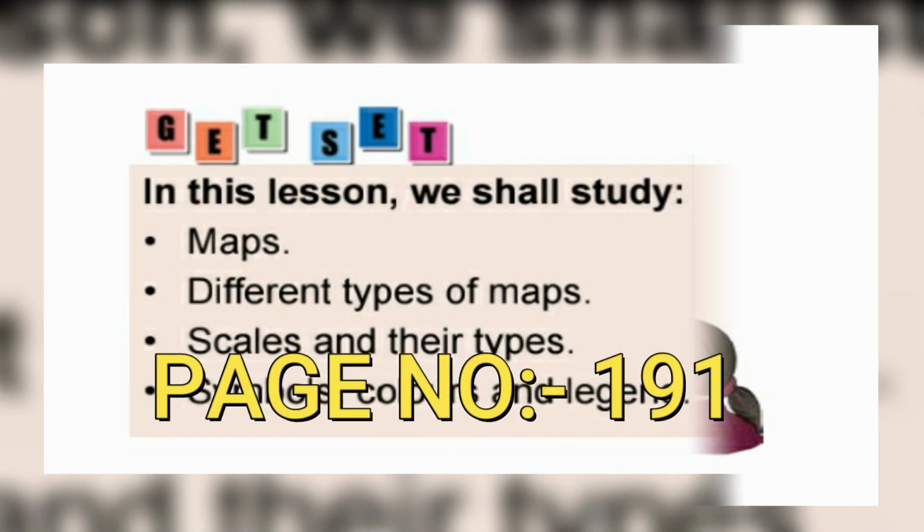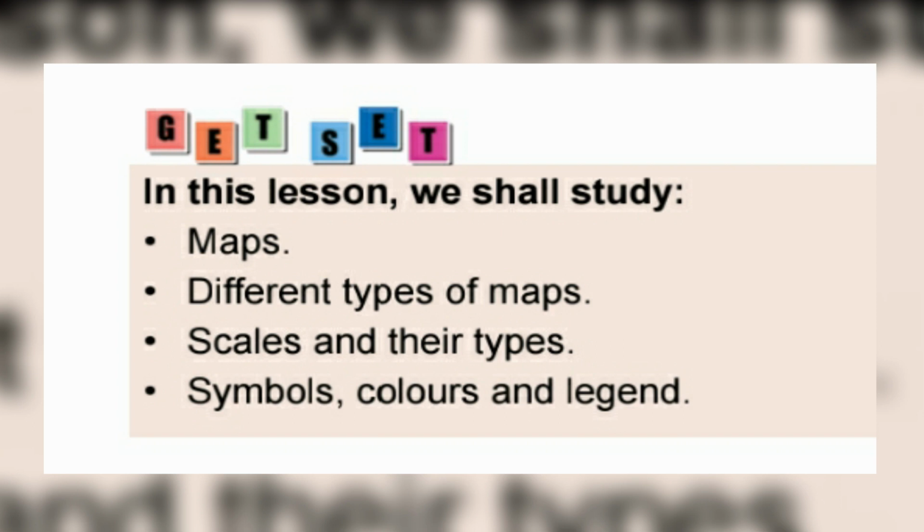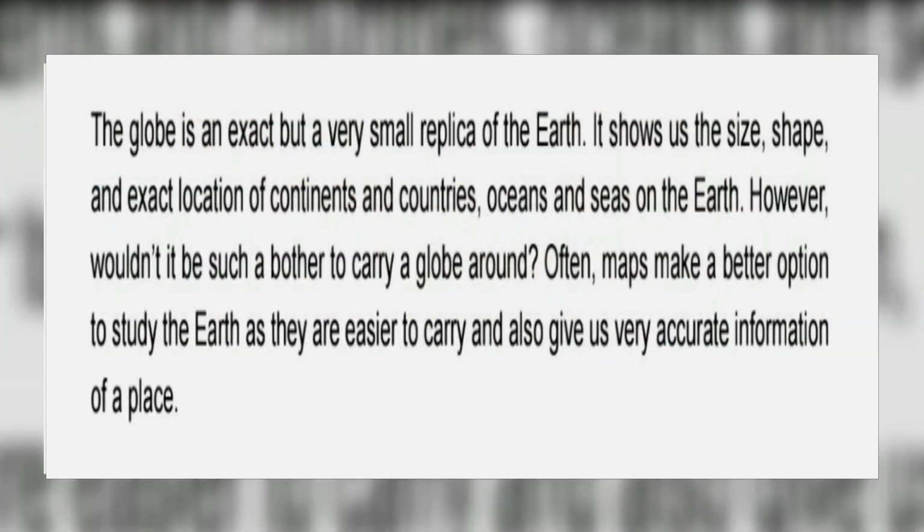Get set, page number 191. In this lesson, we shall study maps, different types of maps, scales and their types, symbols, colors and legend. The globe is an exact but a very small replica of the earth. Globe is a model of the earth. It shows us the size, shape and exact location of continents and countries, oceans and seas on the earth. You all are familiar with the names of the continents and oceans.